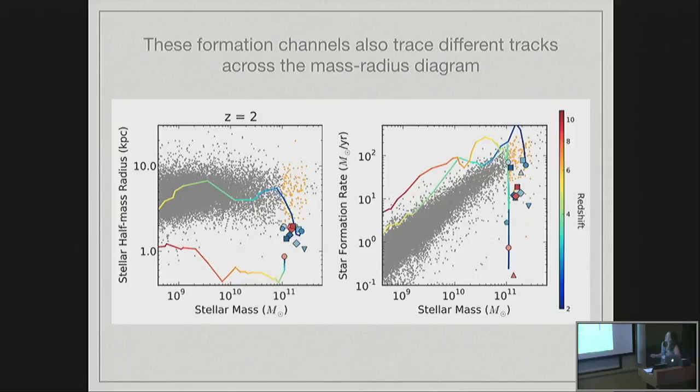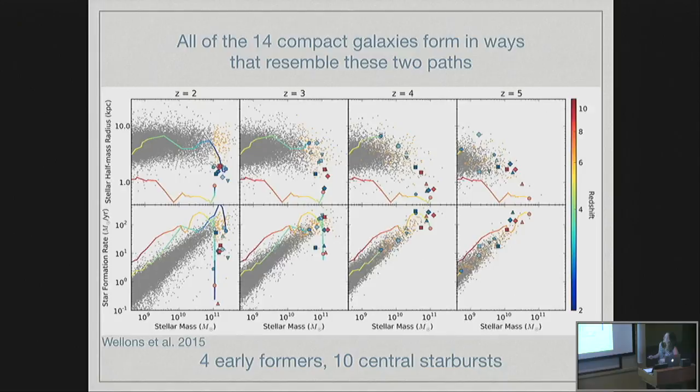Here, the color of the line indicates the redshift when the galaxy reached that location. So this is the first example that I showed you. You can see this big drop in radius here at late times. And here's the second example, where the galaxy is going essentially horizontally across the mass radius diagram, reaches 10 to the 11 solar masses in stars by redshift 4, and then just hangs out here and waits for everybody else to catch up to it. Here, these are the same two panels from the last slide, and now again at redshifts 3, 4, and 5.